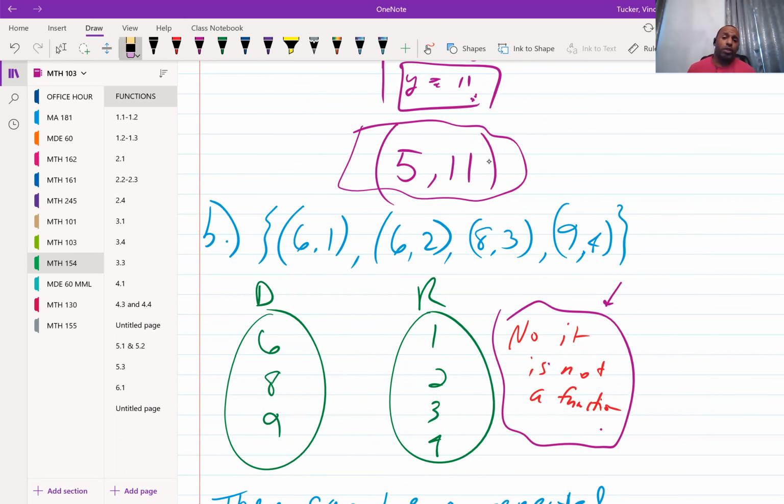Okay, so the next one is 6, 1, 6, 2, 8, 3, and 9, 4. So they pretty much just reversed domain and range. So once again, you want to ask yourself, does each value in your domain go to exactly one value in the range? So when you look at 6, 6 goes to 1, but also 6 goes to 2. And that's a problem. Since 6 goes to more than one value, it is not a function. And that's our conclusion right here.